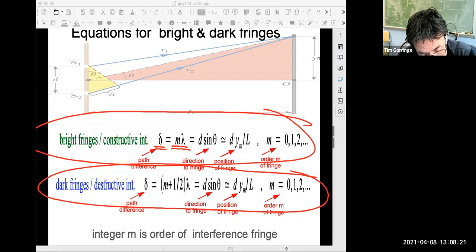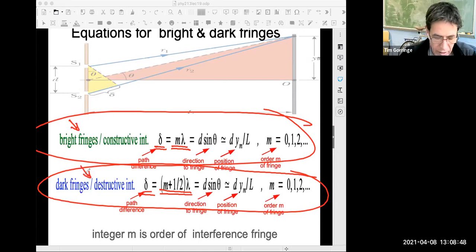You get dark fringes or destructive interference when delta, that extra distance, is half integral numbers of wavelengths. That means 1/2 a wavelength, or 3/2 a wavelength, or 5/2 a wavelength. When that extra distance, it was d sine theta, or approximately d times y over L, is half integral numbers of wavelengths, then that's destructive interference. And so these are the two equations for Young's two-slit experiment.